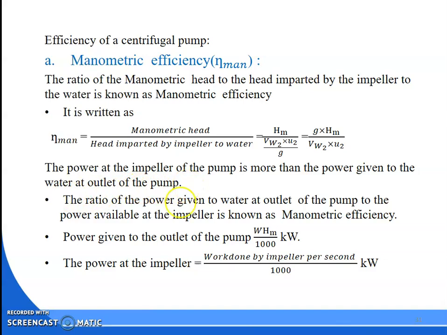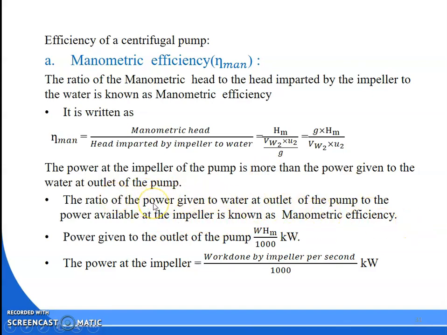The ratio of power given to the water at the outlet of the pump to the power available at the impeller is known as what? Manometric efficiency. What is manometric efficiency? The power output by input. Output by input is your efficiency.